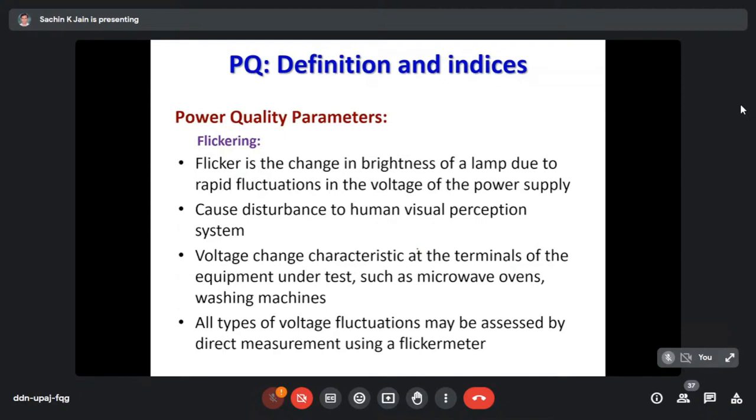Continuous change in the magnitude between 0.9 to 1.1. Okay. And how is it different from voltage swell or voltage sag? Because in that also the voltage magnitude changes. In sag or swell, either it will be a particular level of 0.1 to 0.9, or 1.1, whereas here it is varying continuously from 0.9 to 1.1.